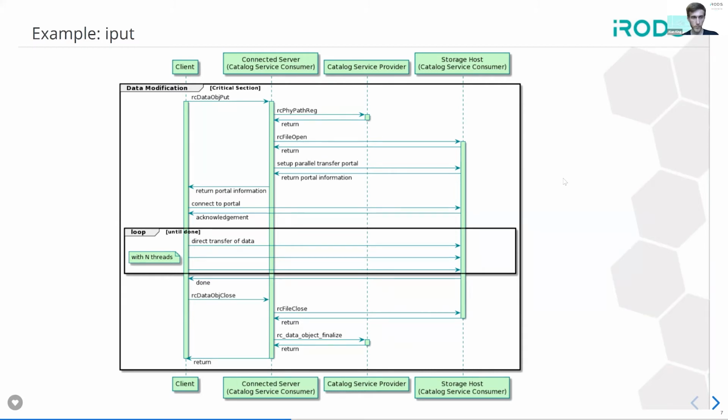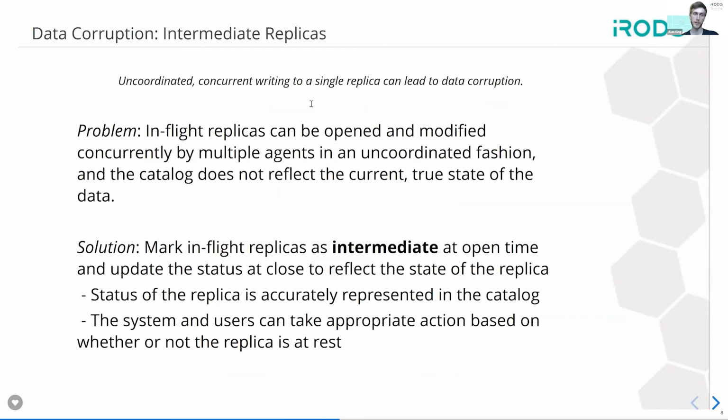Now, I put all of this in a big box and marked it as a critical section. That's because this whole time, at least historically, any other agent could come along and open up this same replica and start writing to it without the original agent knowing any better, and you end up with potentially data that you did not expect. So this leads us to our first problem of data corruption.